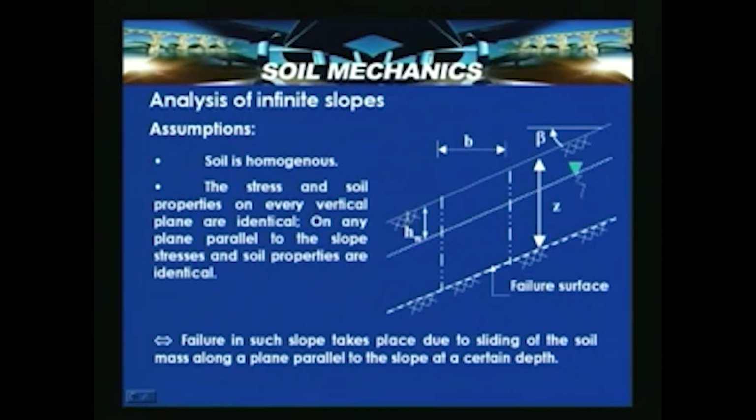Here a typical cross section of an infinite slope is shown. This is the slope surface, which is inclined at an angle beta with the horizontal, and this is a rigid stratum. The broken line shows the failure surface at a depth z below the slope surface. The failure surface is parallel to the slope surface, and HW is the height of the water from the slope surface. Consider a block of width b horizontally, where z is the depth of the block under consideration. This is the water table, which is HW units below the slope surface.